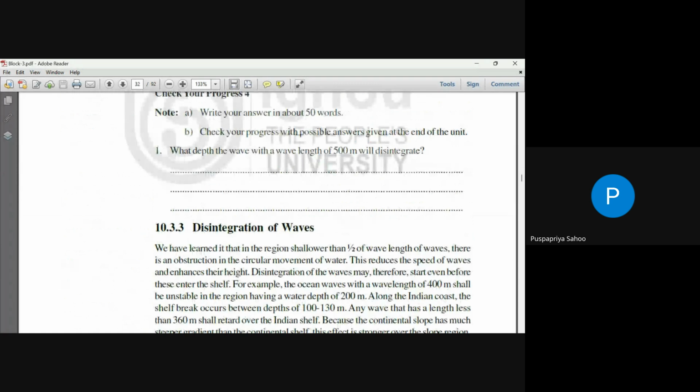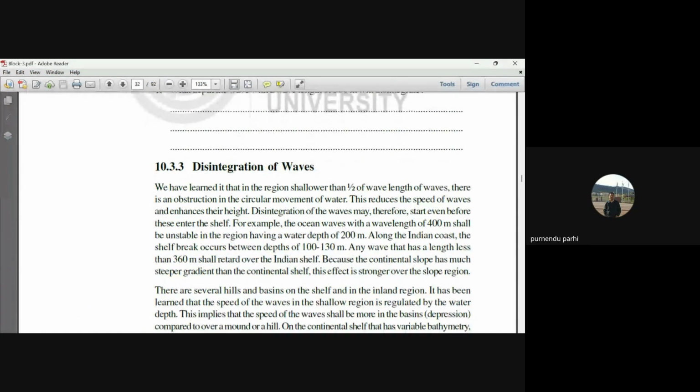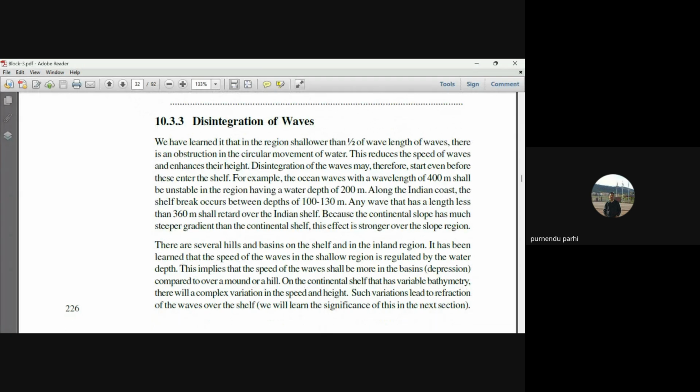Disintegration of waves. We have learned that a region of depth smaller than half of the wavelength of the wave acts as an obstruction of the circular movement of water. This reduces the speed of the wave and enhances its height. Disintegration of the wave may therefore start even before these enter the shelf. For example, waves with a wavelength of 400 meters shall be unstable in a region having a water depth of 200 meters. Along the Indian coast, the shelf break occurs between the depths of 100 to 130 meters.